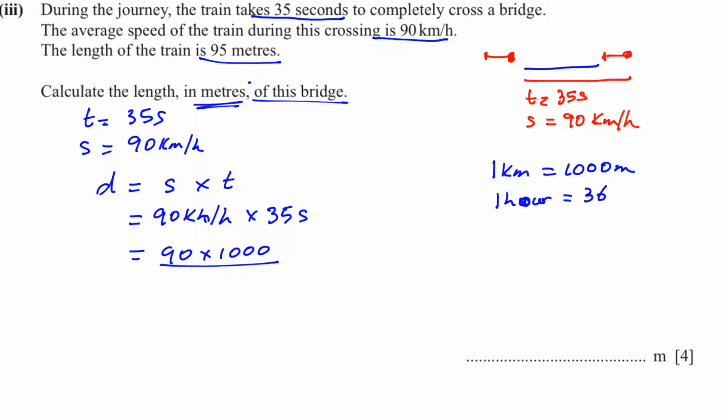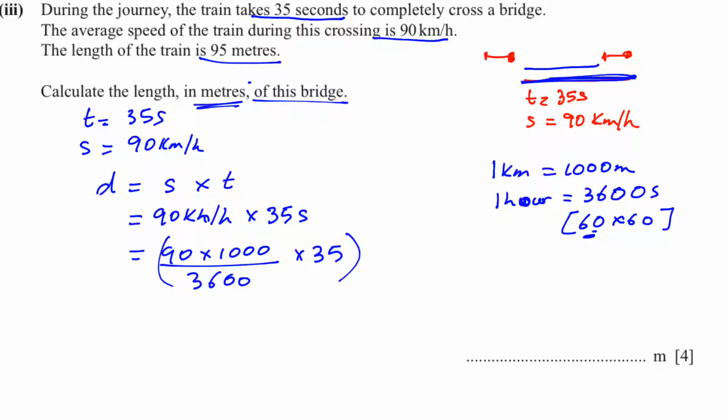1 hour is equal to 3600 seconds, 60 times 60. In 1 hour there are 60 minutes, and in each minute there are 60 seconds. Therefore 60 multiplied by 60, 3600, times 35. This will give us this whole length, the length with the train in it. We want the length only of the bridge. So from this answer, we will subtract the length of the train, which is 95 meters. It's 875 minus 95. So the answer is 780 meters. That is the length in meters of the bridge.